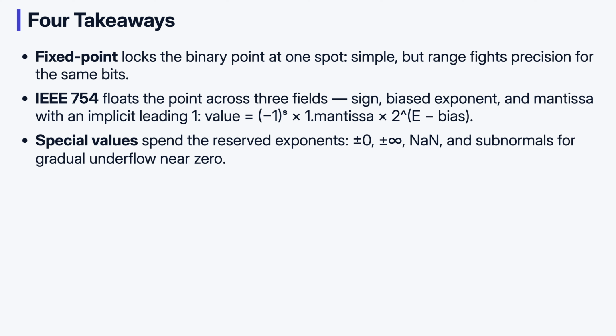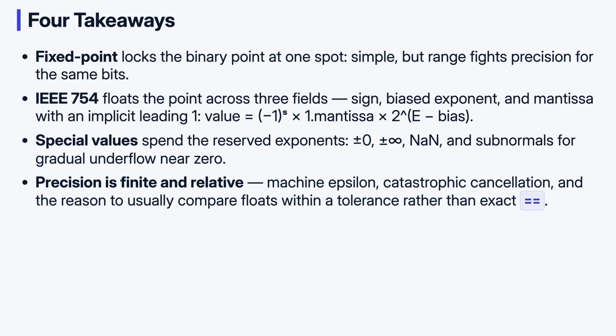Third, the special values spend the reserved exponent patterns on positive and negative 0, positive and negative infinity, not a number, and the subnormals that give gradual underflow near 0. Fourth, precision is finite and relative. Machine epsilon sets the relative step. Catastrophic cancellation can destroy it in one subtraction, and you should usually compare computed floats within a tolerance rather than with plain equality.